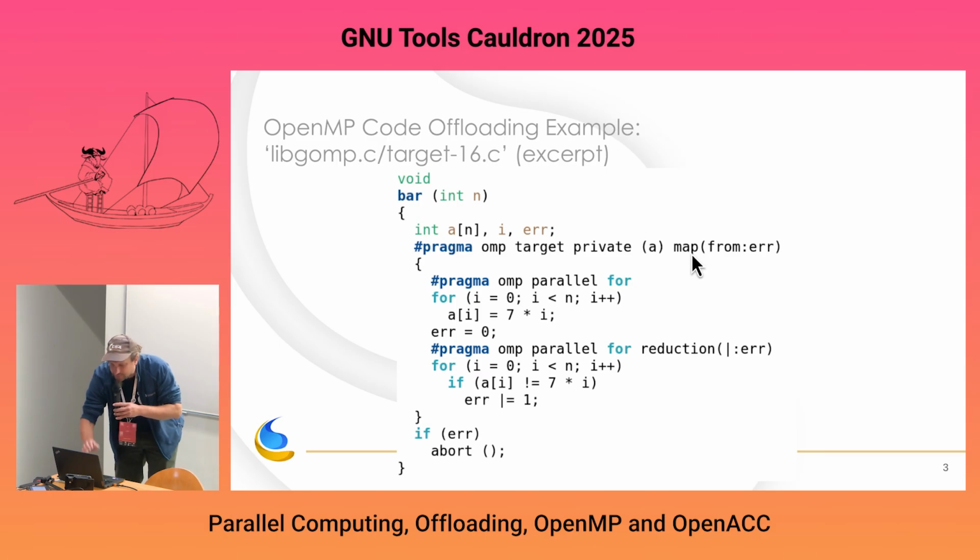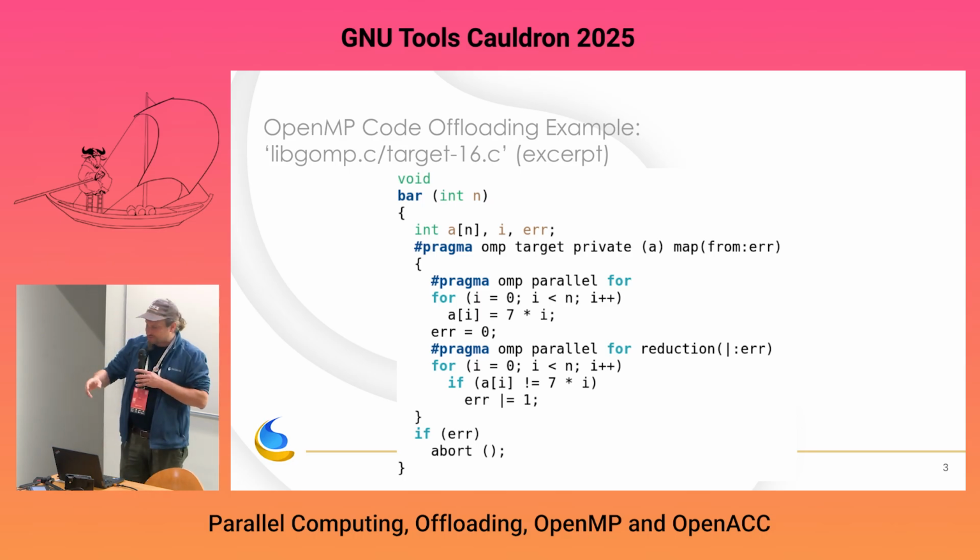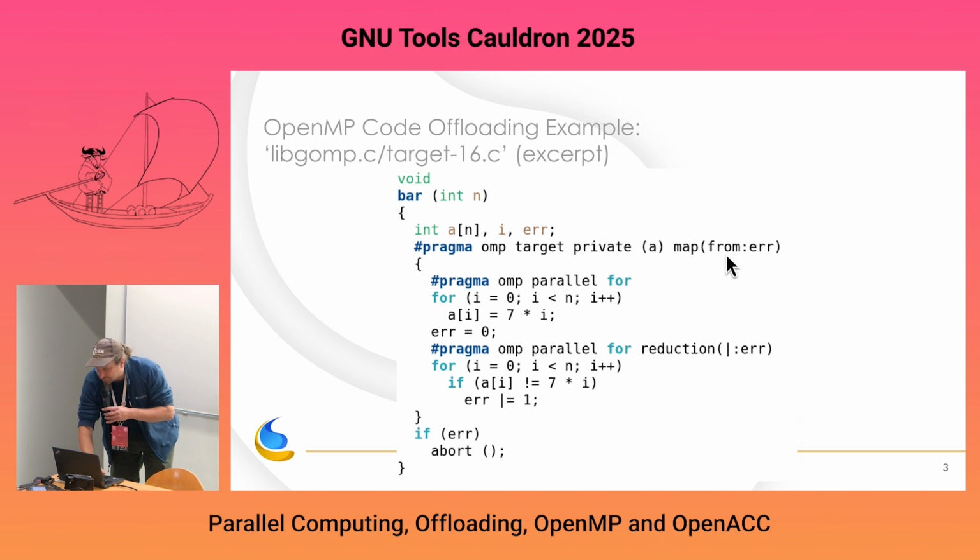And then an important thing is mapping data, because unless you have a shared memory system, shared memory between host and offload devices, then you have to transfer data from host to device for your computations and then back from device to host. In this case here, it's very simple because we only transfer from the device to the host the error variable, to verify that the program did the right thing.